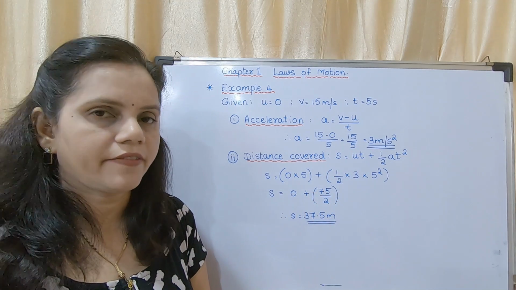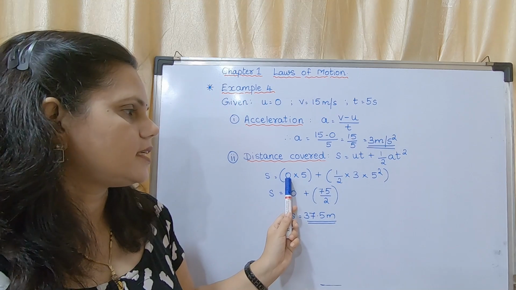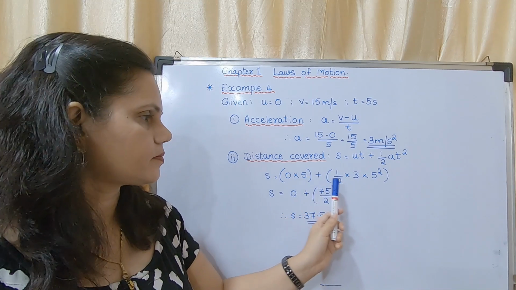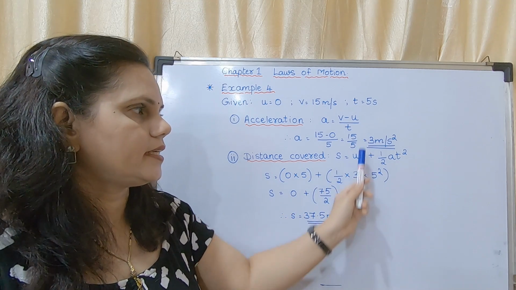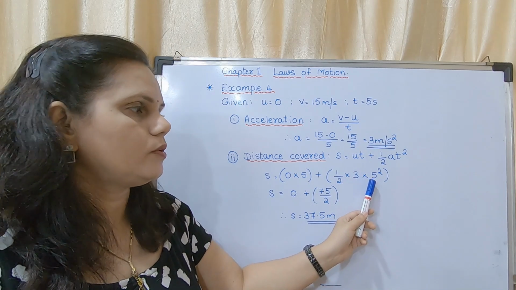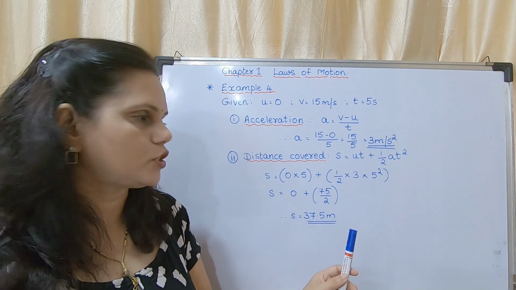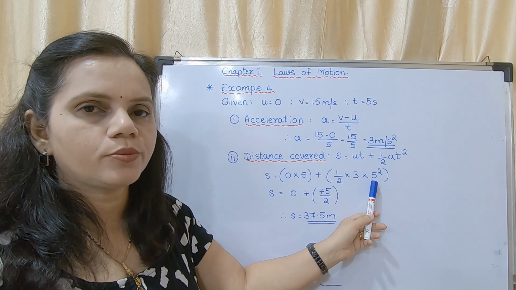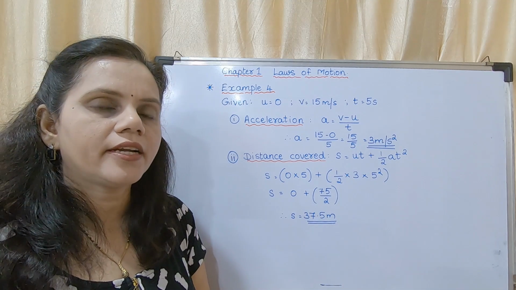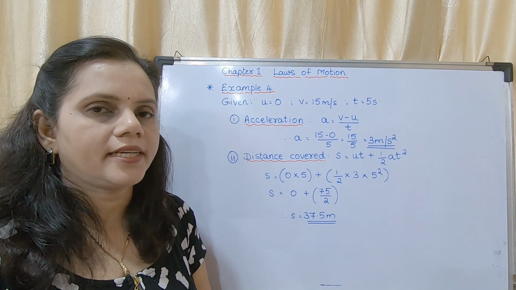Okay, so here I have taken, in the textbook also they have taken, s is equal to ut plus half at square, u is 0, t is 5, half into 3 is acceleration into 5 square, that is time square. Don't forget to put square here. If you forget it, you would get it wrong.